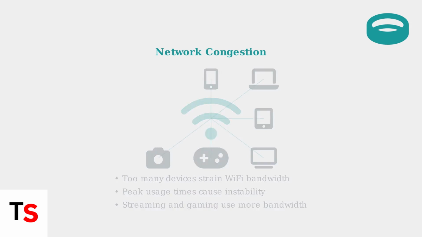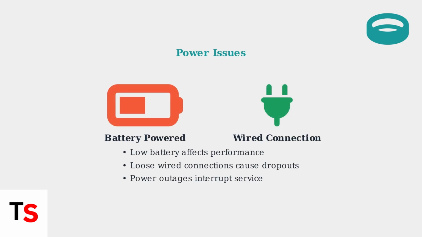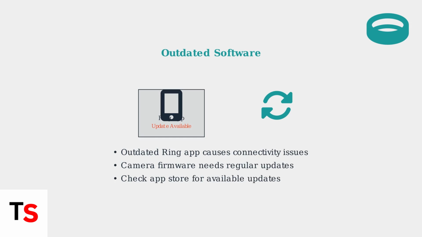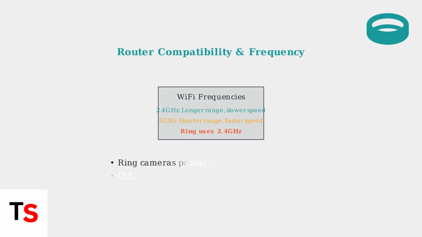Power issues are another common cause. Battery-powered cameras may have drained batteries, affecting performance, while wired cameras can suffer from loose connections or power outages that interrupt service. Outdated software can cause connectivity problems. Both the Ring app on your phone and the camera's firmware need regular updates to maintain stable connections and fix known bugs. Router compatibility issues can prevent connections.